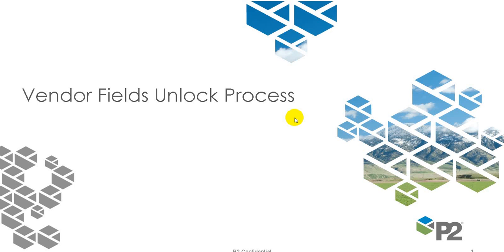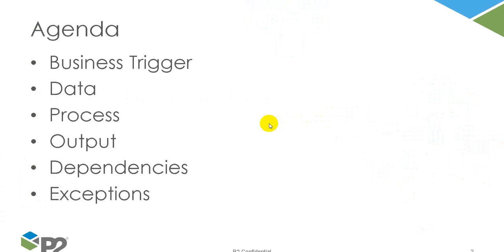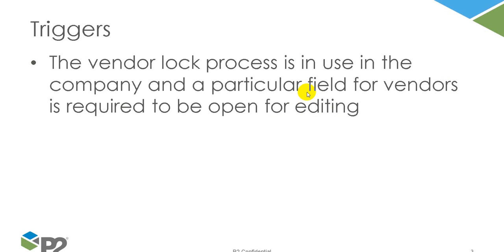In this video, we will look into the vendor fields unlock process. We will talk about the business trigger, the data. We will look at the process in the idea screens, the output of the process, and also any dependent processes and exceptions.